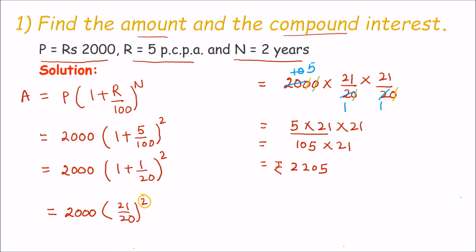Now we have to find out the compound interest, and there is a formula for the compound interest: compound interest equals amount minus principal. Here the amount is 2205 and the principal is given 2000. So we'll subtract 2000 from 2205, we will get 205. So the compound interest is 205.